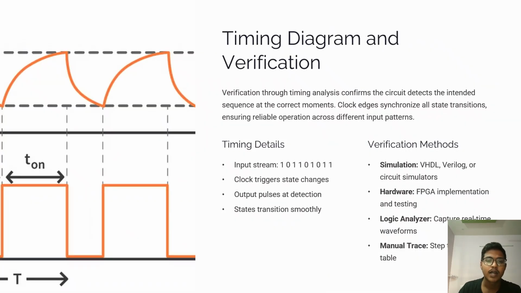Slide 11 is timing diagram and verification. The slide shows the timing waveform of the detector. On the time axis, we have the clock pulse, the sequential input bits, the changing state variables, and the output. Whenever the sequence 1011 appears, the output pulse goes high. We can verify this behavior using simulation tools like Multisim, Quartus or Logisim, or on a hardware trainer kit. The verification methods are simulation, hardware, logic analyzer, and manual trace. These are the methods we have seen for verification.